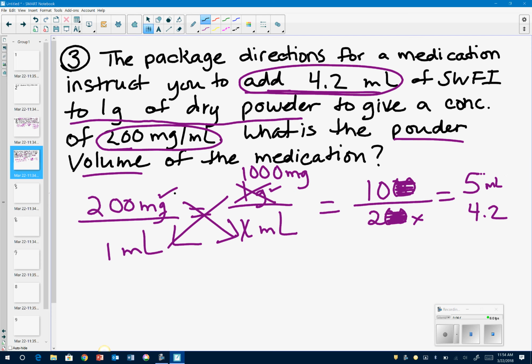because this is our total. So this is your total, or also known as your final volume. So your 5 minus 4.2 equals 0.8 powder volume, and PV is powder volume.